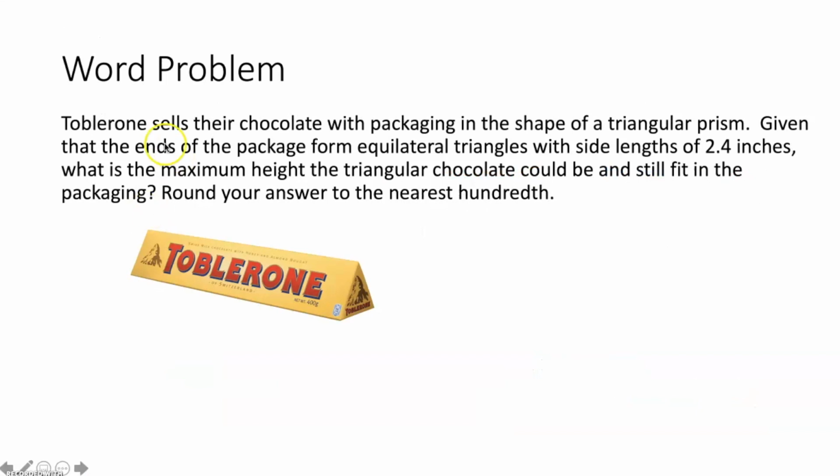Now, the word problem says Toblerone sells their chocolate with packaging in the shape of a triangular prism. Given that the ends of the package form equilateral triangles with lengths of 2.4 inches, what is the maximum height the triangular chocolate could be and still fit in the packaging? Round your answer to the nearest hundredth.